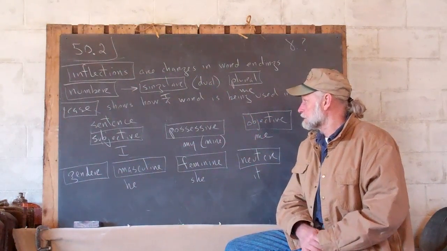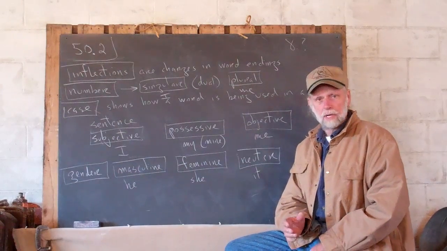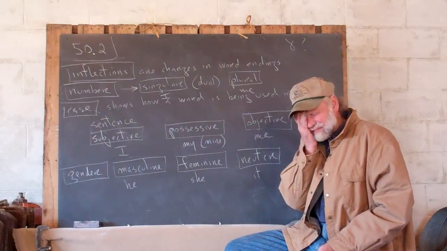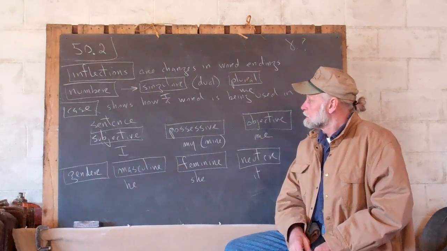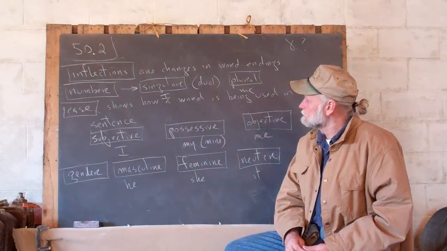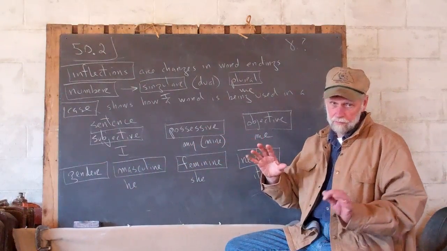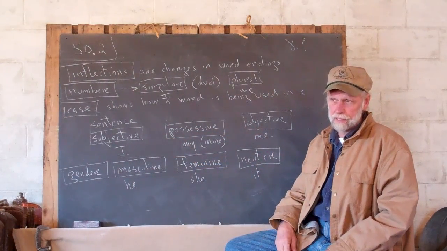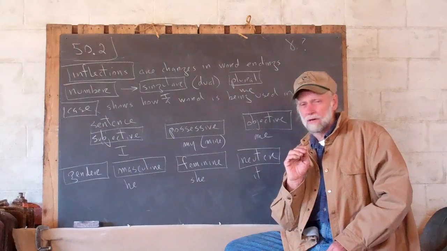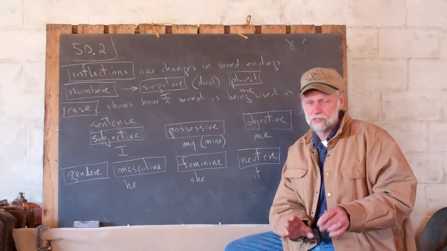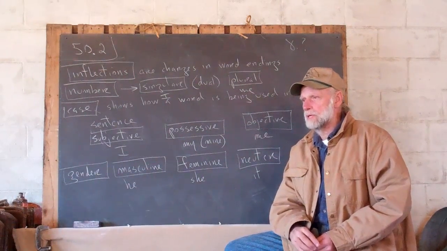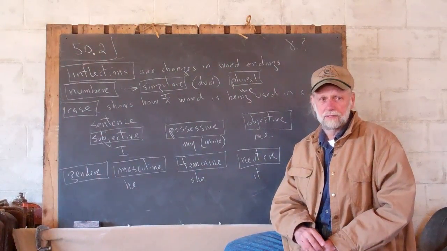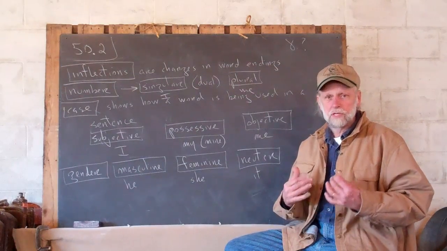Case. Now, case is a little hard to explain. It shows how a word is being used in a sentence. Once again, English is not very inflected, but it is possible to show it. If we go to the pronouns, we can see it better in English. There's subjective, possessive, and objective cases in English. Now, in Latin, I think there are 7 cases, I think 5 or 7. In German, I believe that there are 4. In Indo-European, they think that there were 7. But anyway, you can see them in English.